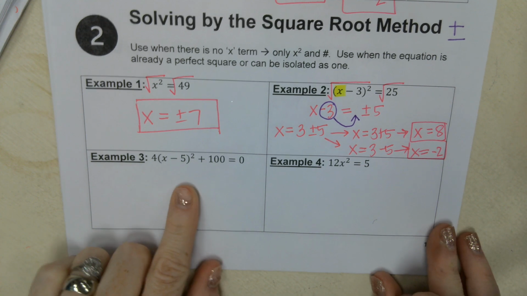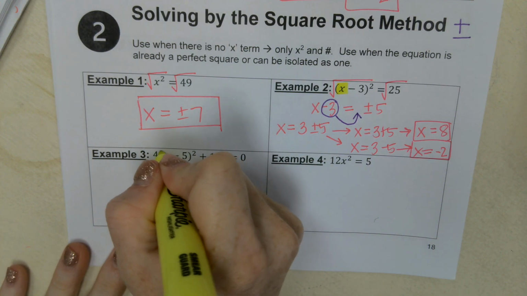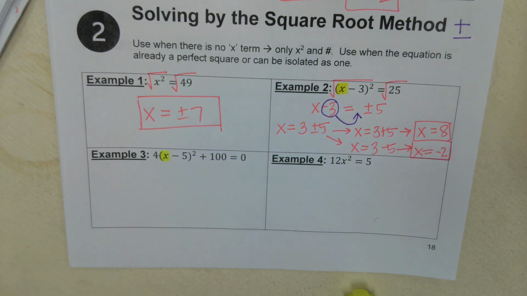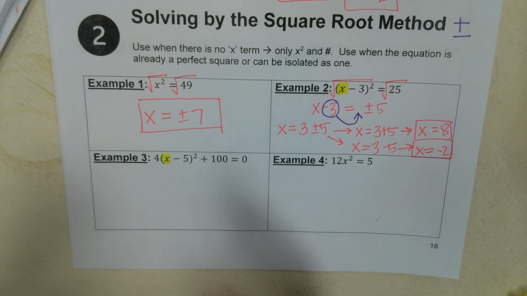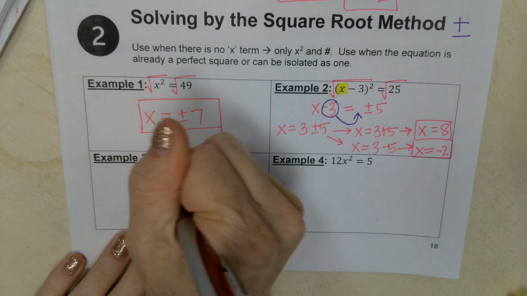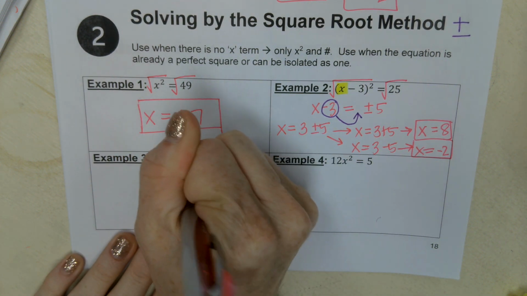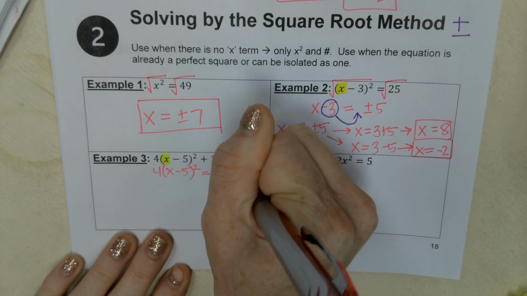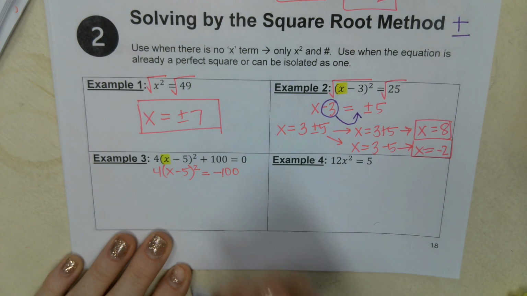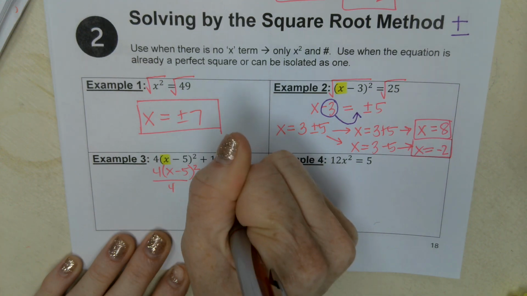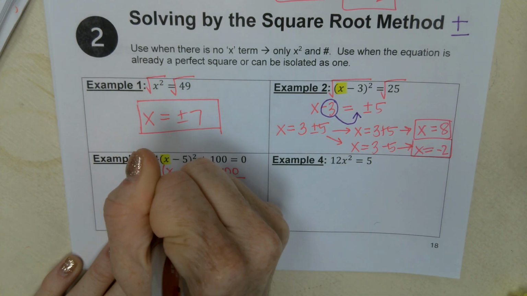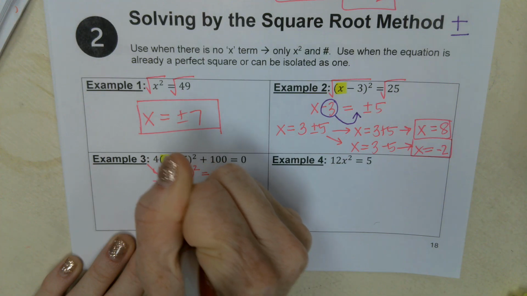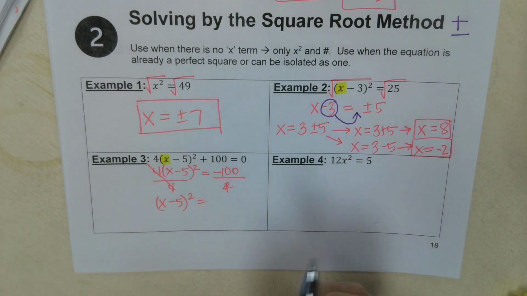All right? Now, next my job is to get x here all by itself. So I need to work my way from the outside in. We have to move the outside stuff away. So that's going to give me 4 times x minus 5 squared equals negative 100. What happens when I divide both sides by 4? You still got the x minus 5 squared, but what do you get on the right-hand side?